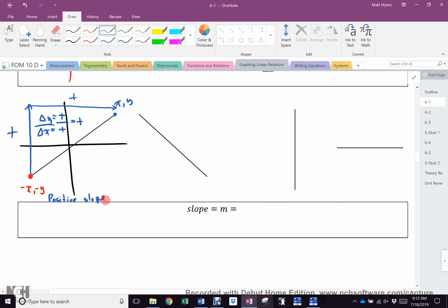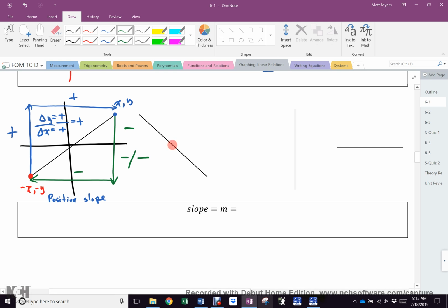Now, one of you clowns is going to say, oh, Mr. Myers, I want to go the other way. Okay, kid. To get from the blue y to the red y, I would have to go down, right? Which is negative. Then where would I have to turn? Left, which is negative. So I have negative divided by negative. What is that? That's a positive as well. So you don't get to say, got it?